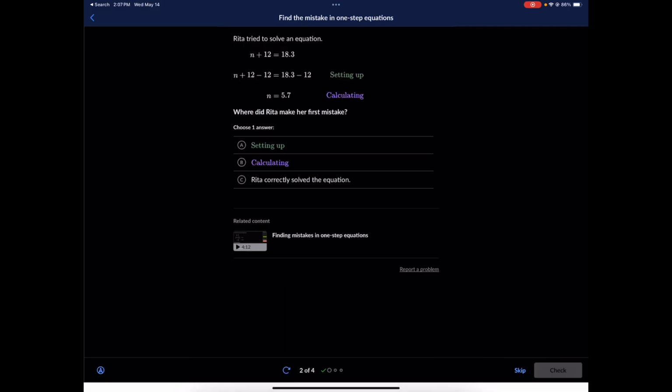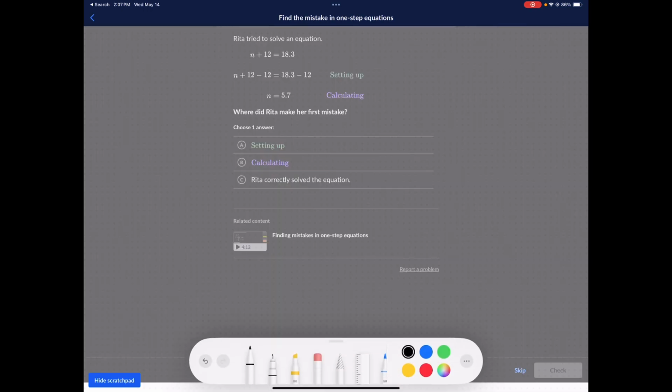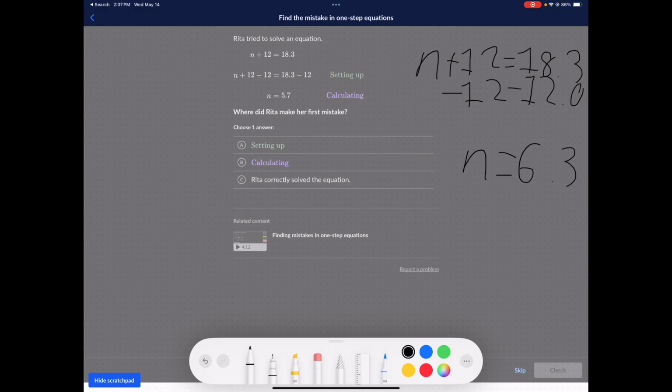Okay, next problem. Rita tried to solve an equation, so let's see. So we have n plus 12 is equal to 18.3, so let's try to solve this ourselves first. Subtract 12 on both sides, because remember, we want the opposite to move to the other side. Not 0.3, that's my fault. And then we have n is equal to 6.3, because 18 minus 12 is 6, and then 0.3 minus 0 is this. So this is our answer.